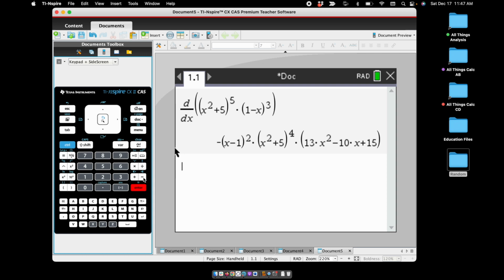So there's a negative. We got the same answer. The calculator just has chosen to do some things. It took a negative out of this. We did not. And then it did make this x minus 1 instead of 1 minus x. Overall, though, good showing by us, I think.